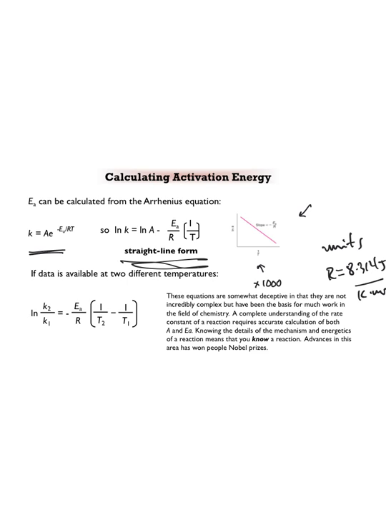If you have data for rate constants at two different temperatures, you could use what I call the two-point Arrhenius equation. I say these equations are somewhat deceptive. Maybe that's not the best word. They're not incredibly complex, but they have much basis for the work in the field of chemistry. A complete understanding of the rate constant of a reaction requires accurate calculation of both A and Ea. Knowing the details of the mechanism and energetics means that you know a reaction. Lots of Nobel Prizes in the last 50 to 100 years were given to people who studied the kinetics of reactions and explained why they got the values they did.